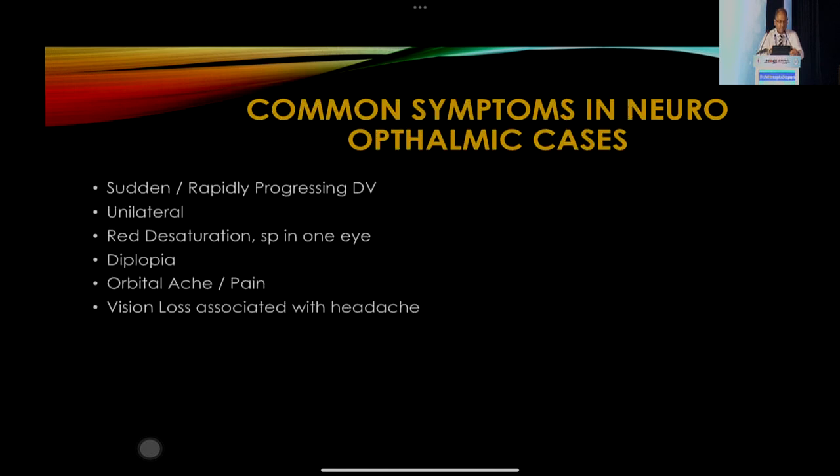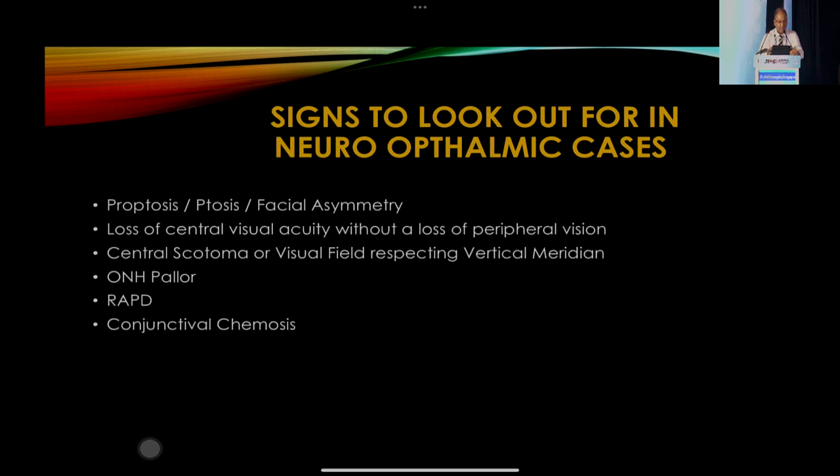Common symptoms associated with neuro-ophthalmic cases that we also need to keep in mind are a sudden or rapidly progressing diminution of vision, which is typically unilateral, red desaturation, and other symptoms like diplopia, orbital ache, and vision loss associated with headache. The signs we look for are proptosis, ptosis, loss of central visual acuity without a loss in peripheral vision, central scotoma, pallor, RAPD, and conjunctival chemosis. All these would indicate that there's something beyond glaucoma.